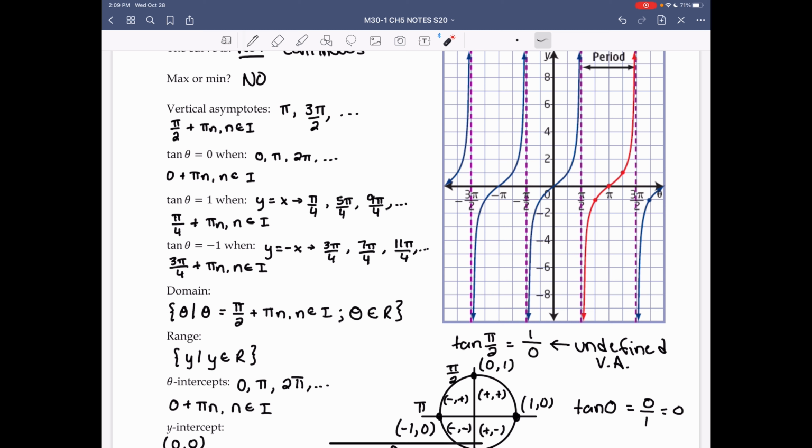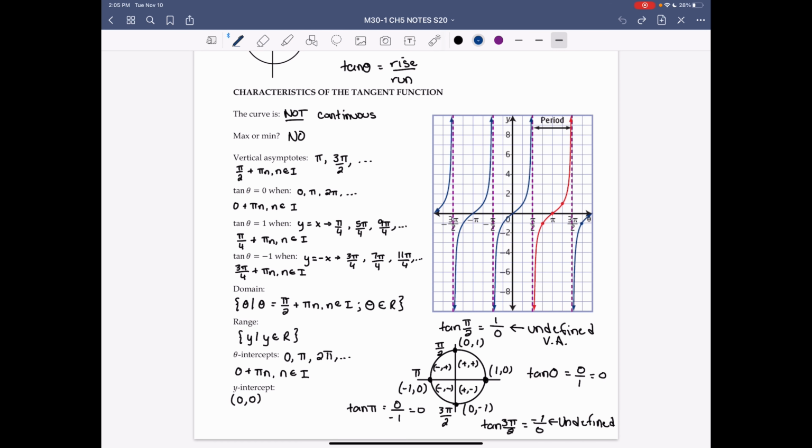Our domain is all values except the vertical asymptotes. Our range is everything. This is continuing to negative infinity, and this is continuing up to infinity. Our theta intercepts happen at 0, pi, 2 pi, negative 2 pi, etc. And our y-intercept is at (0, 0).